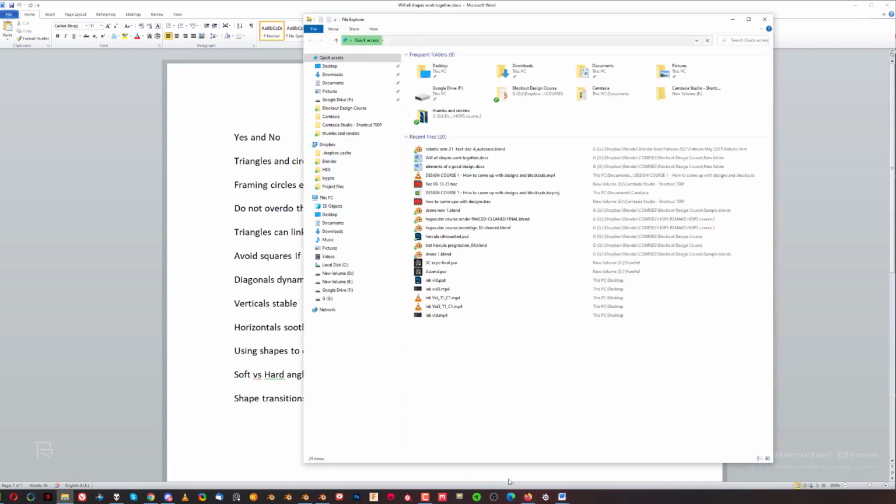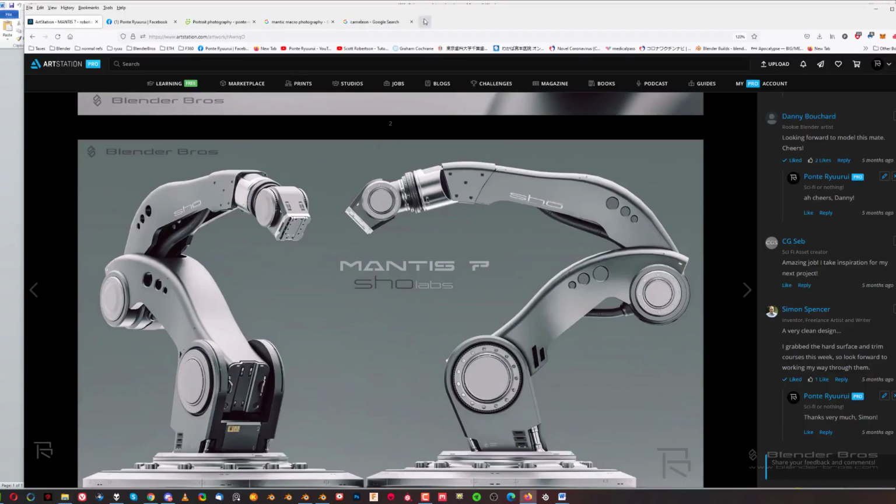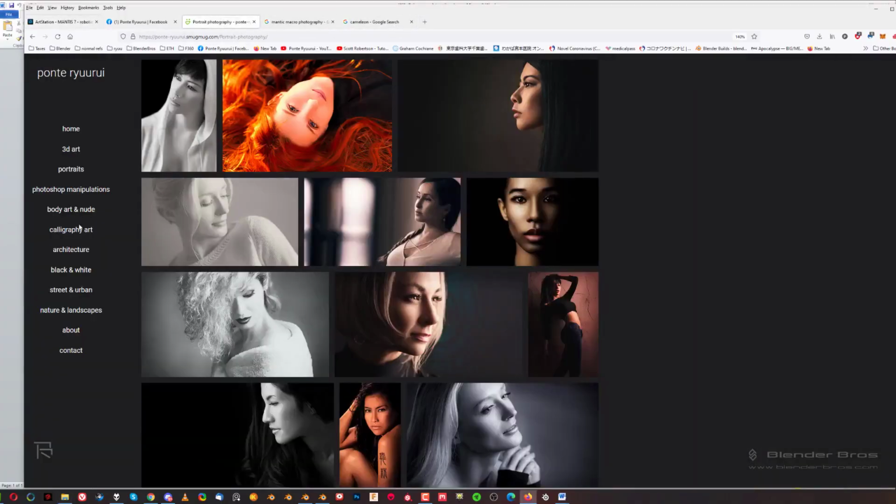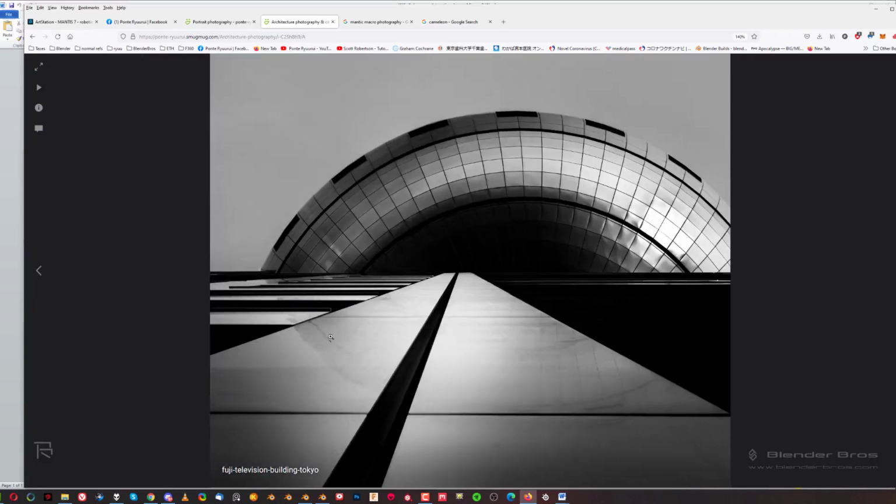We can go to this page here and go to architecture. It's going to be a perfect example in architecture, I'm pretty sure. And this is a very good example. This has all the lines and all the shapes.